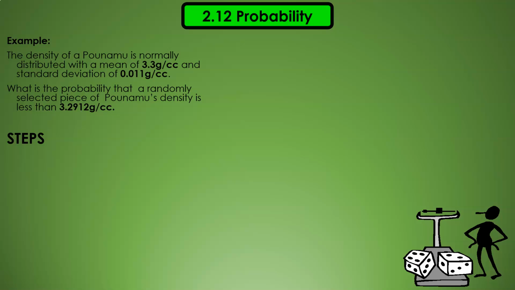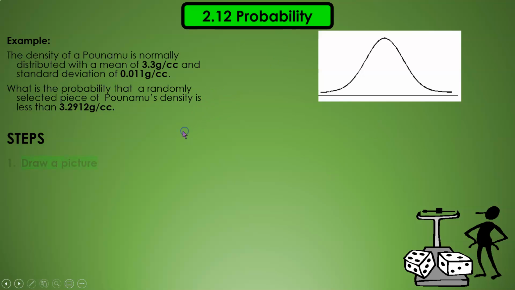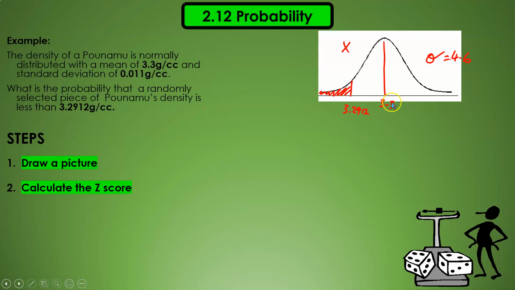Okay, hopefully you had a go at that and you've got an answer. Let's see how you did. First thing, draw the picture. We've got our mean, standard deviation, and the x value that we're trying to find the area for. Then calculate the z-score. Here's our formula. z is equal to 3.2912 take away 3.3, divided by 4.6. So do that on our calculator.